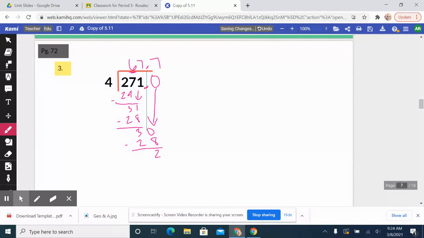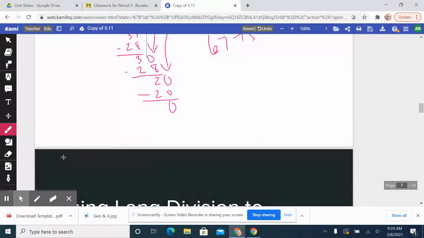Well, 4 doesn't go into 2. So I add a 0 and I bring it down. Well, 4 does go into 20 5 times evenly. 5 times 4 is 20. And you get a 0. So your answer is 67.75. Okay, so that's that one.